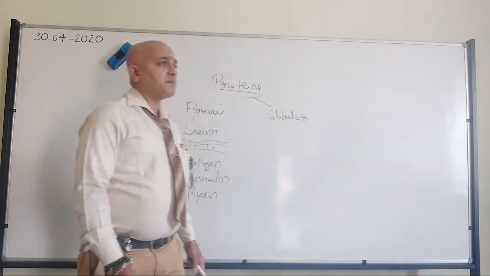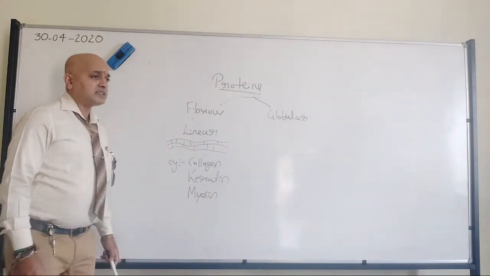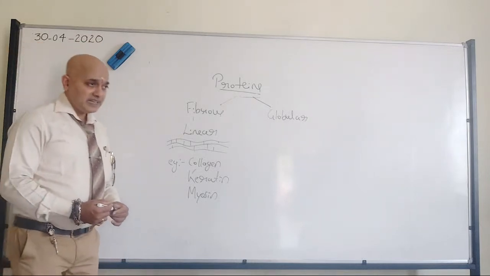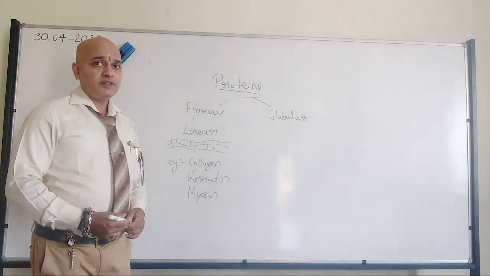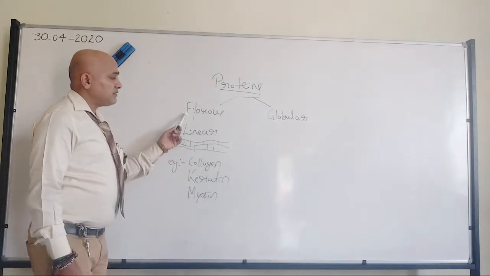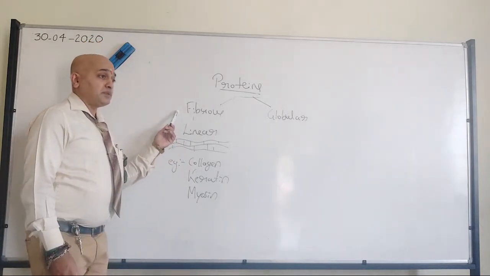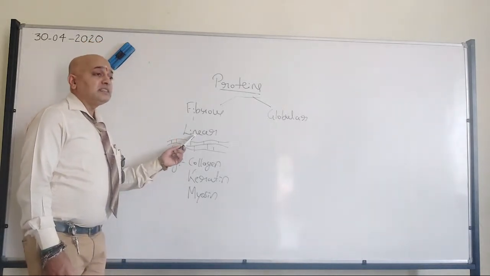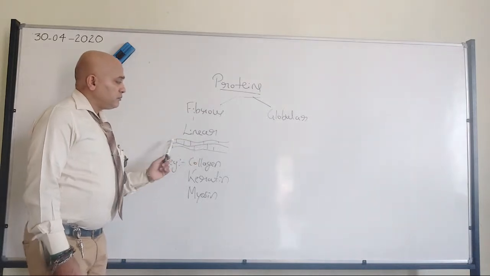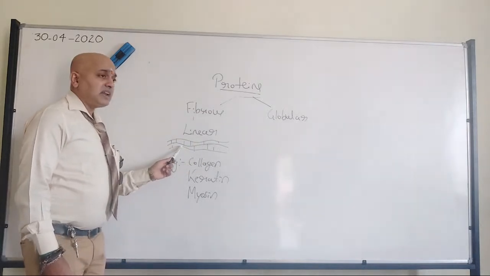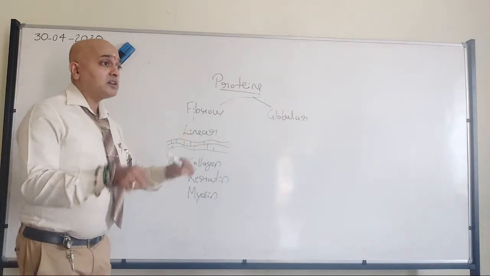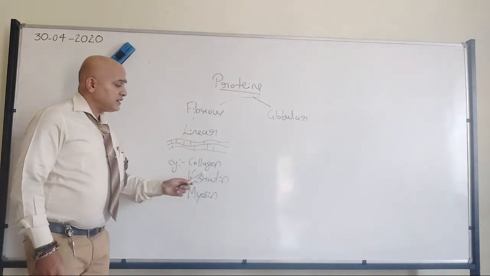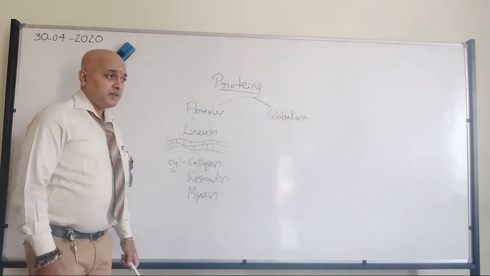Yes, Kirtana, cysteine is another example of a sulfur containing amino acid, no doubt. Fine? So that's where we have the fibrous protein, which is linear in structure. Multiple polypeptides will interact, which will become strong. That's what collagen and keratin will do.